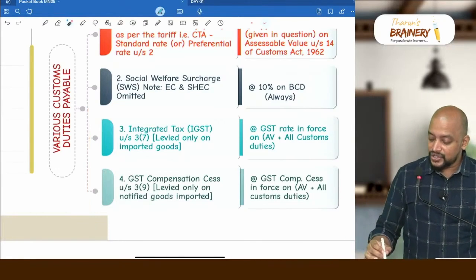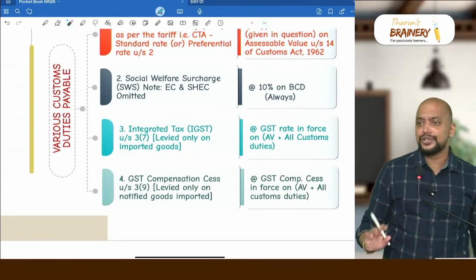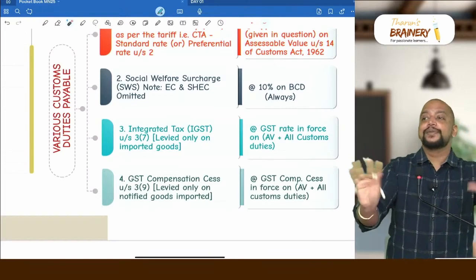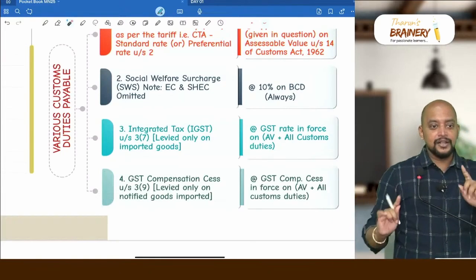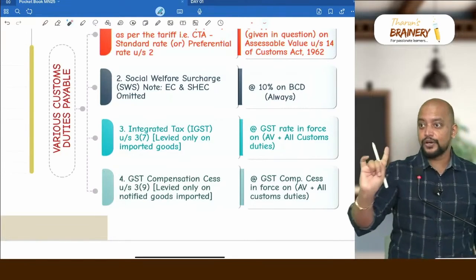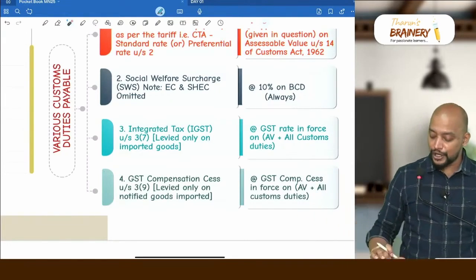Okay. So GST rate in force on what? Same. Assessable value plus all customs duties. Next. And also here rounded off will be 1 rupee, not 10 rupees. 1 rupee, 1 rupee. So too much of DT impact will come in IDT, but 1 rupee only, rounded off to nearest 1 rupee, both GST as well as customs. Don't round off to 10 rupees.